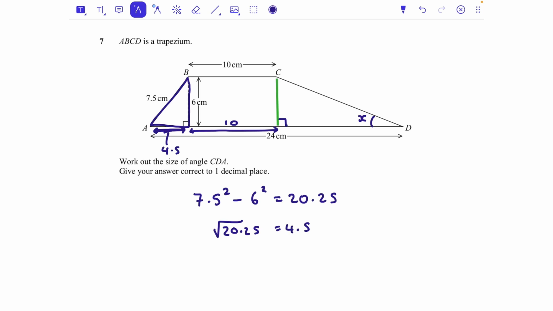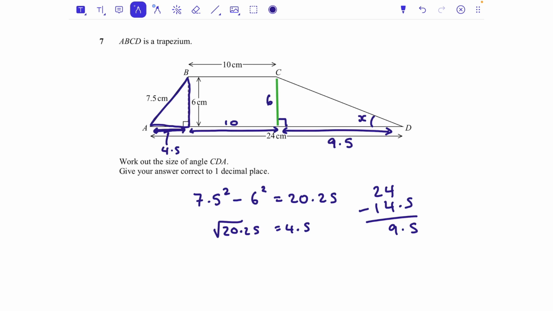And if I do 10 add 4.5, that's 14.5. And if I take that away from 24, I'll get the length of the end bit of the triangle. So 24 take away 14.5 is 9.5. So this bit here is 9.5. Okay, so I've done 24, take away 14.5 to get that answer. Now I know this is 6 because that's the height over here, so that's fine.